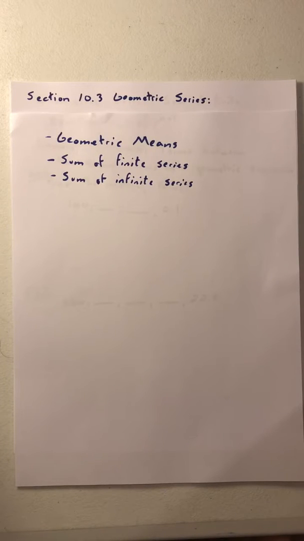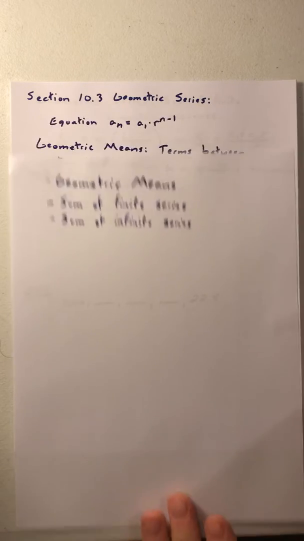Today's lesson, we're going to continue section 10.3. We're going to go into the geometric series. And within our geometric series, we're going to find the geometric means. We're going to find the sum of a finite series and the sum of an infinite series. If you remember, we did arithmetic means, and we also did the sum of a finite arithmetic series. Now, we're going to look at that geometrically.